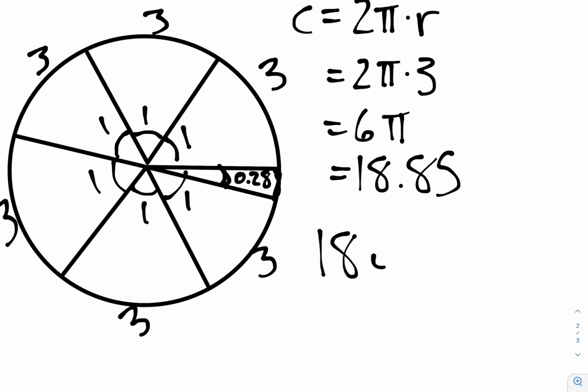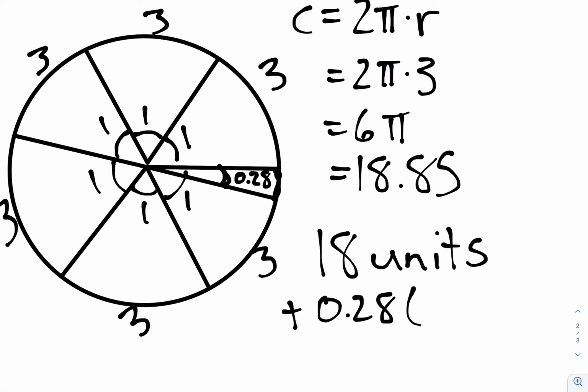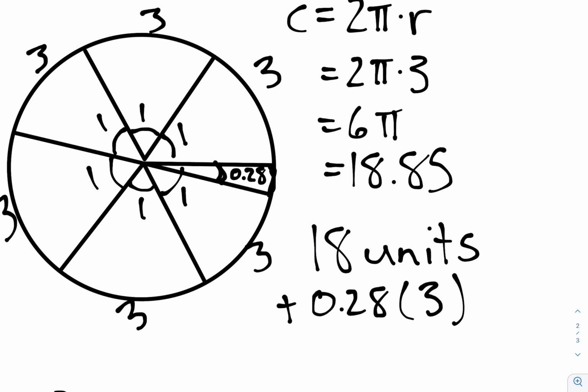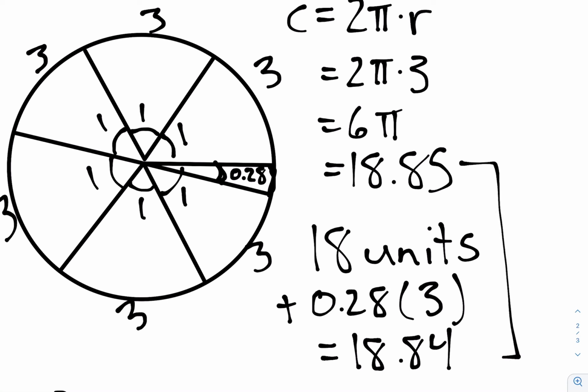So 18 units. But if we want a more approximate answer, we're just going to go plus the 0.28 radians left over times the radius. Because 1 radian gives us 3 more units to add to our circumference. So 0.28 times that 3 is going to give us what we're adding. So it's going to be 18 plus 0.28 times 3, which is 18.84. Okay, and of course pi is irrational, so we can't get an exact answer using this method, but approximating it, it's super, super close. So that's really what radians are doing.